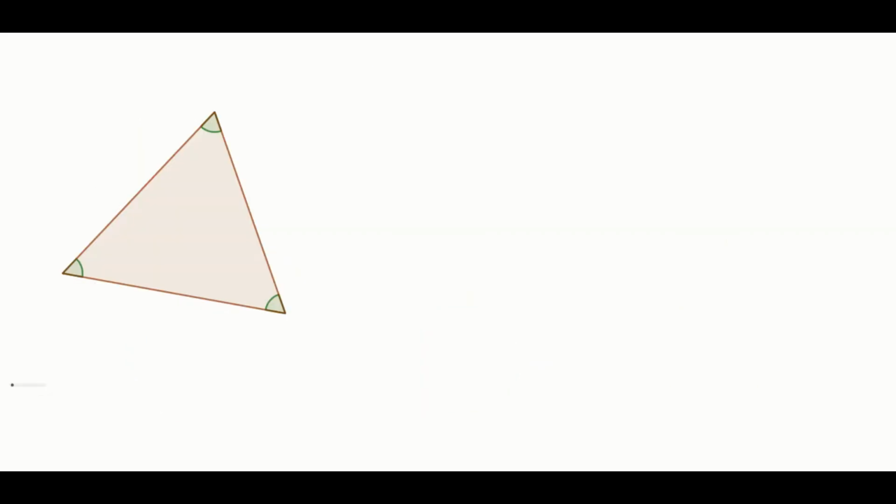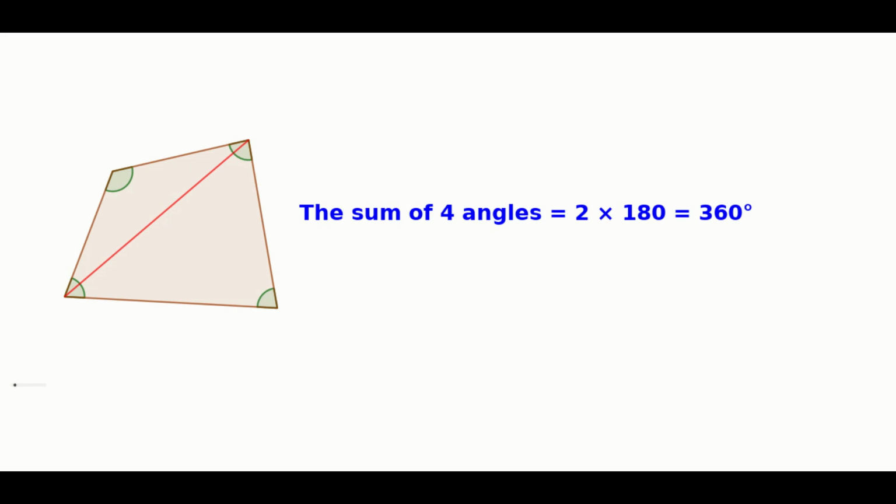In a triangle, you have three angles, and you know that the sum of those three angles is 180 degrees. A quadrilateral has got four angles. By drawing a diagonal, you can divide it into two triangles, and therefore the sum of the four angles of the quadrilateral will be the sum of the angles of two triangles, and that will be 2 into 180 equal to 360 degrees.